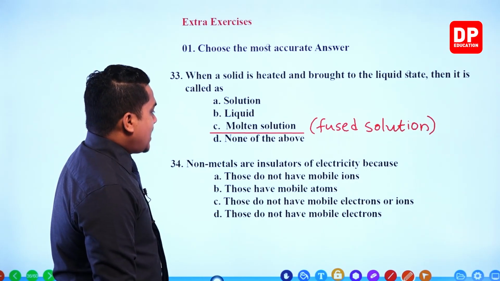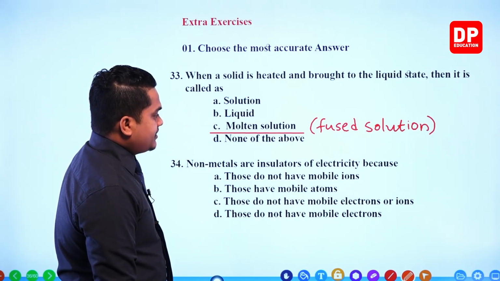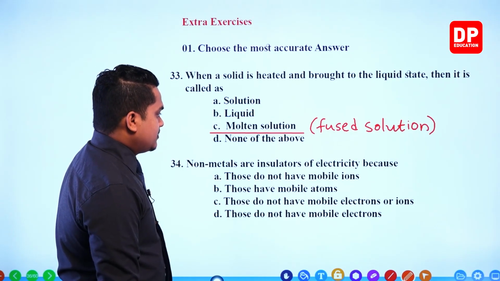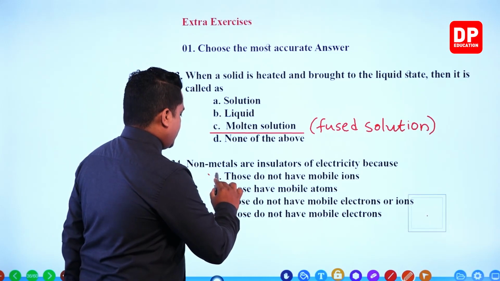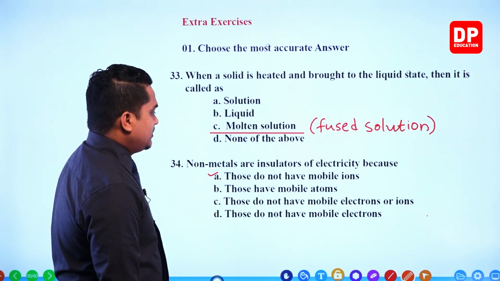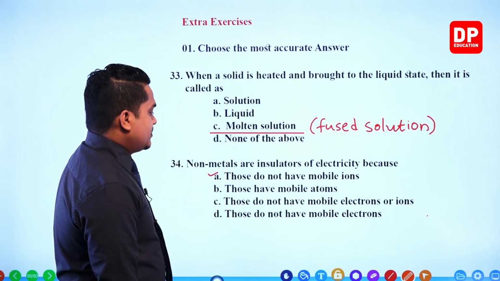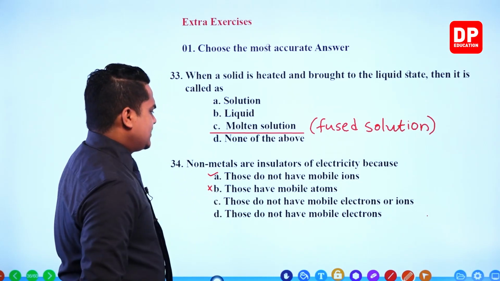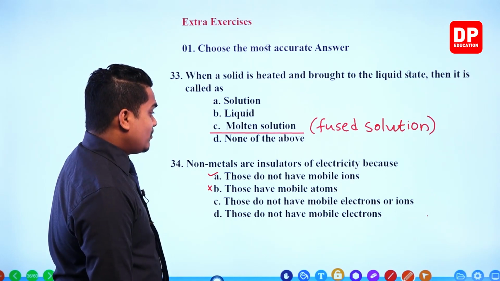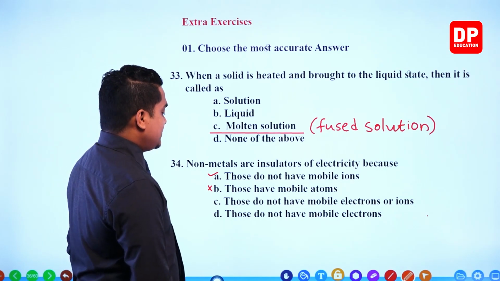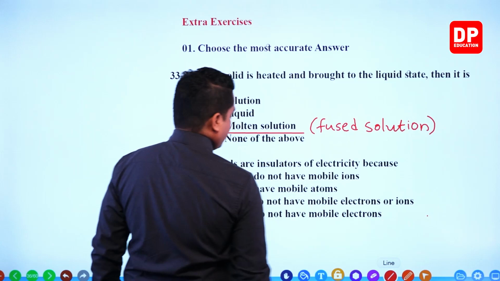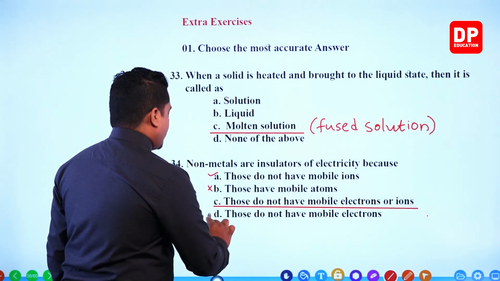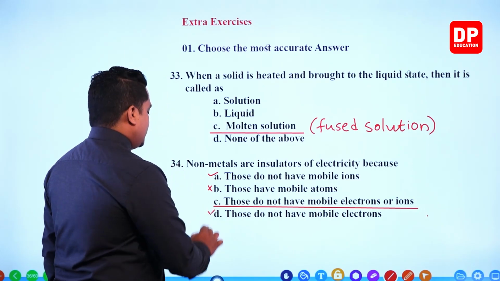Next one, nonmetals are insulators of electricity because those do not have mobile ions. Of course it is correct. As they do not have mobile ions, those things are insulators. Those have mobile atoms, incorrect. Those do not have mobile electrons or ions. This is the most suitable answer.